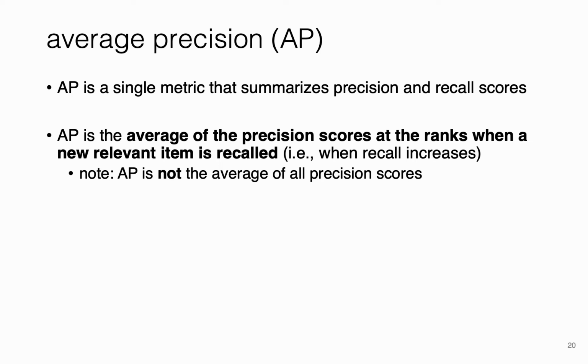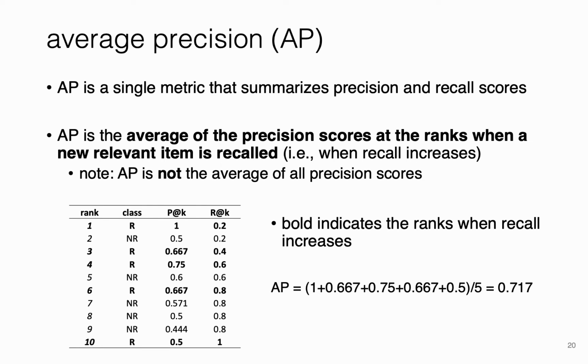There is a single metric that summarizes precision and recall scores for all ranks. It's called average precision, or AP. AP is the average of precision scores only at the ranks when a new relevant item appears. That is when the recall increases. Or if you look at the previous precision recall curve, at its peaks. So, average precision is not the average of all precision scores.